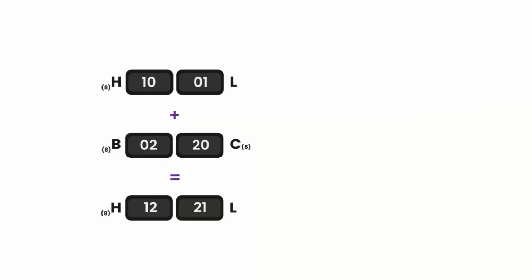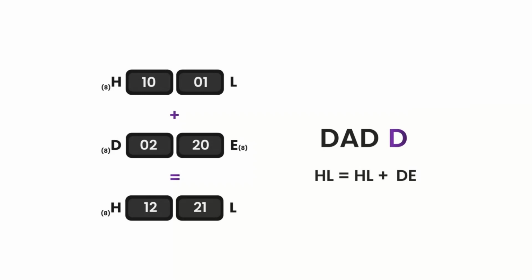To do this, the first 16-bit number must be stored in the register pair HL. If we have the second number in register pair BC, we can use the instruction DAD B. This instruction will perform the addition of the numbers in register pair HL and BC. After that it will store the result in register pair HL. Similarly, the instruction DAD D will perform addition of HL and DE.